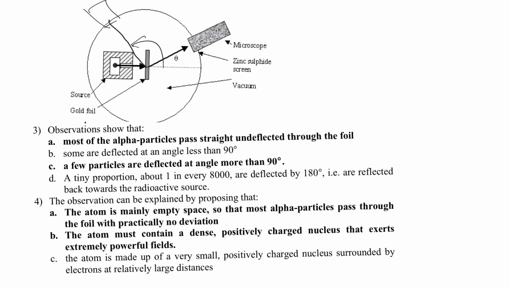Since your alpha particle, which is a nucleus of helium, is positively charged, it means that the gold nucleus must also be positively charged. Correct or not? Alpha positive, so gold must also be positive. So that is the second conclusion: the atom must contain a dense, positively charged nucleus that exerts extremely powerful fields.